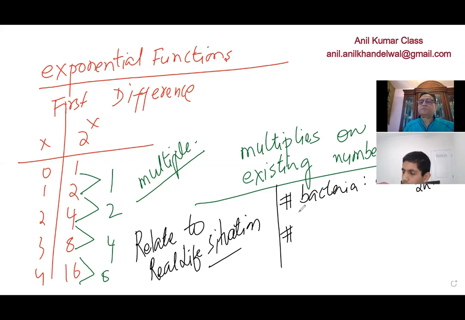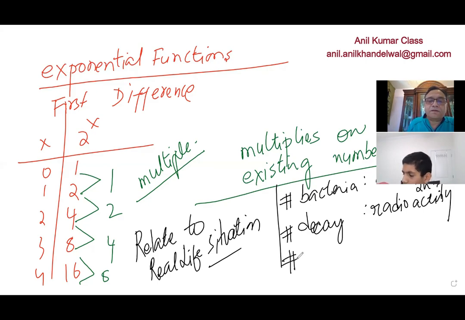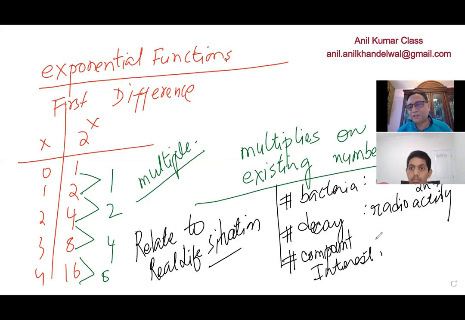Radioactivity, or decaying matter. Radioactive, very good. What else? Financial applications, compound interest. Simple interest is an algebraic linear equation, right? Because in simple interest, you are getting interest on what you invested, not on the present value of what you have. Now, that gives you a very good difference.